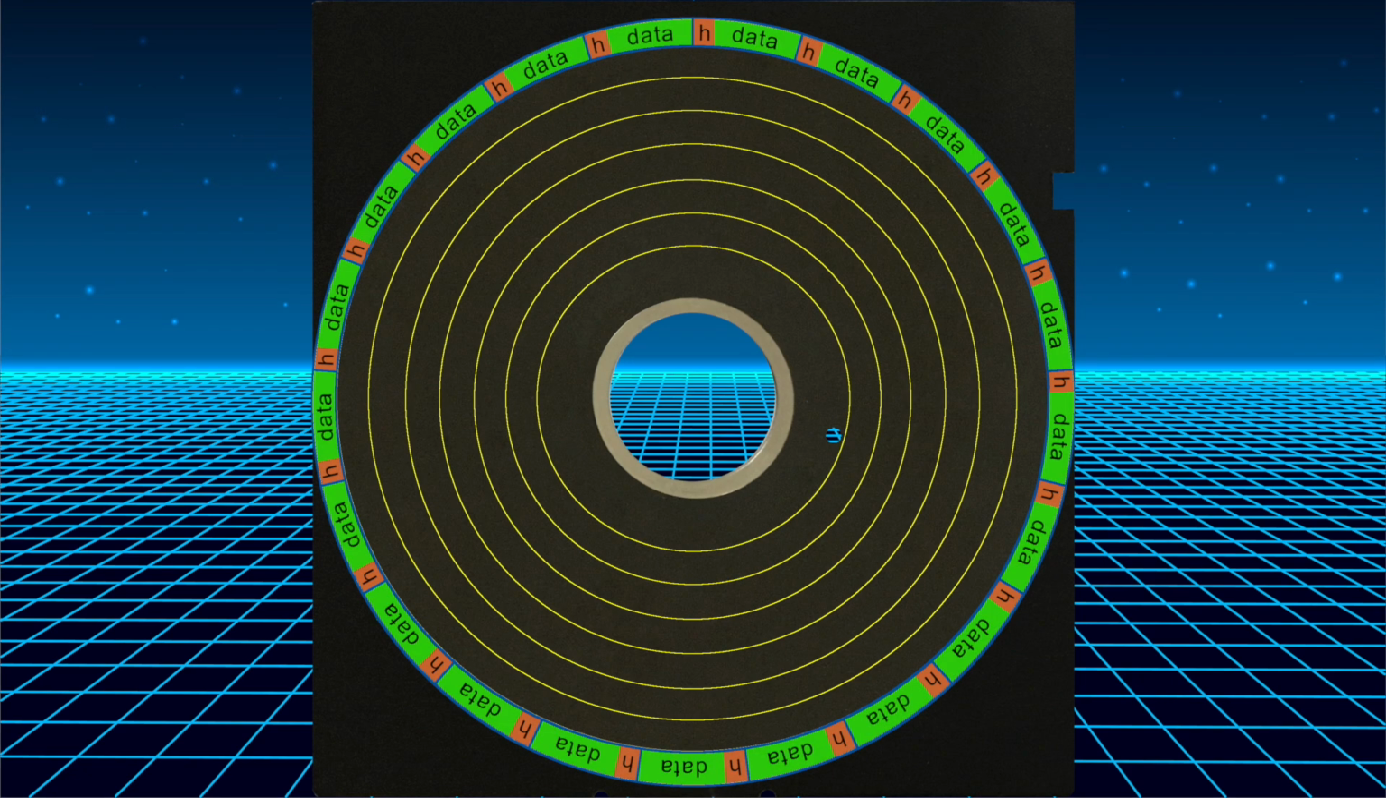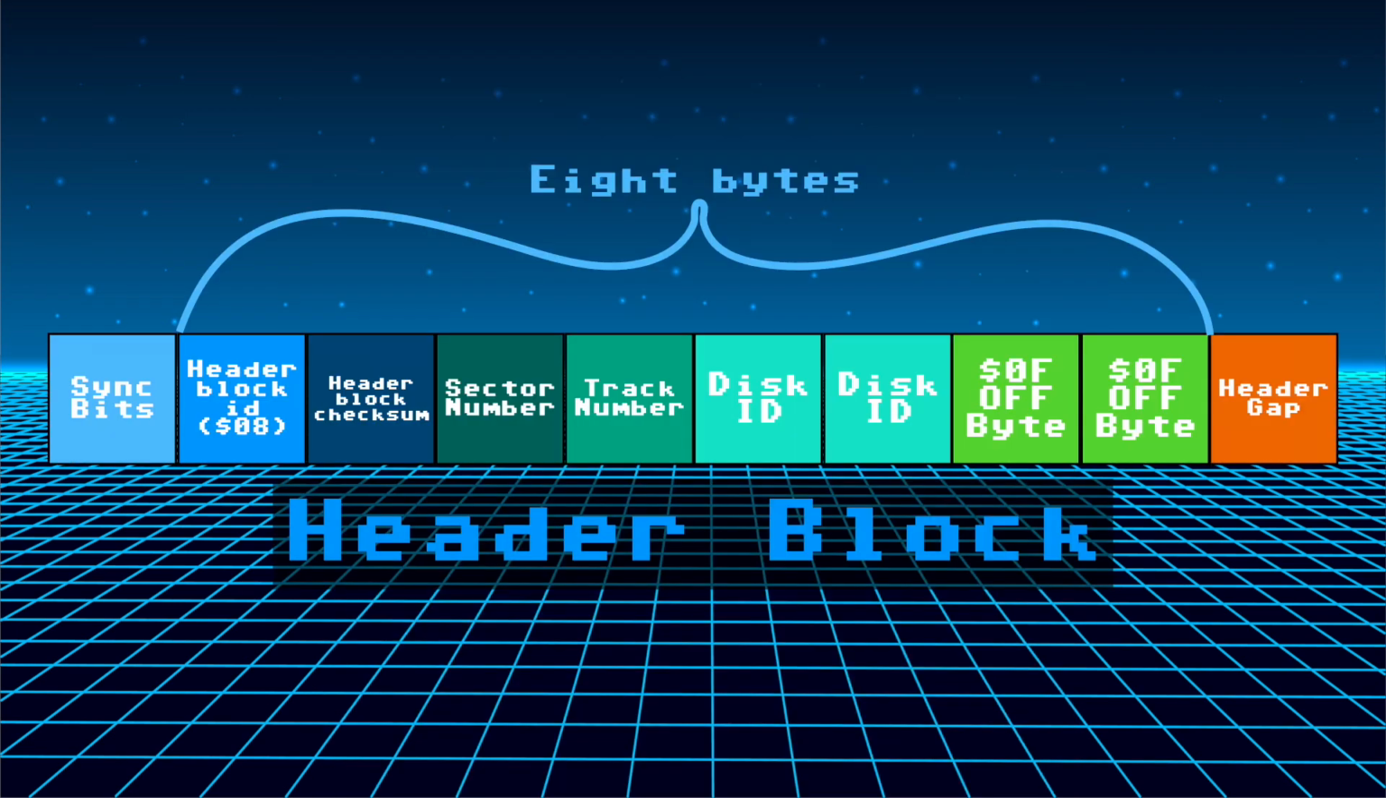Finally, each sector is divided into a header block and a data block. The header block contains 8 bytes of file system metadata like the track and sector number, and the data block contains up to 256 bytes of the actual data that's being stored. It's important to understand what's stored in the header block and the data block so you'll understand the composition of D64 files when I get to that part.